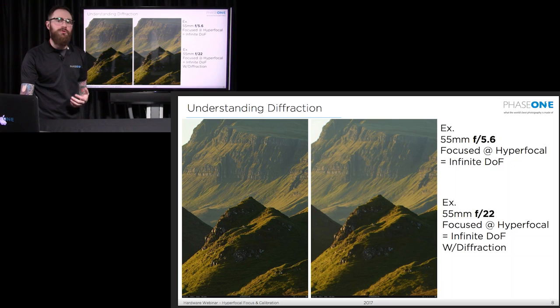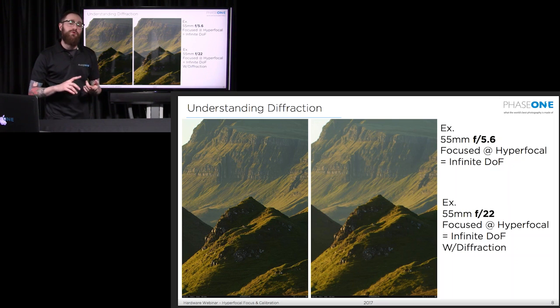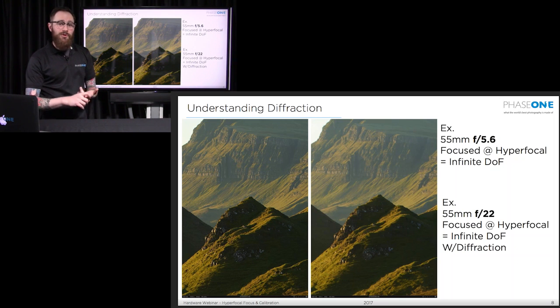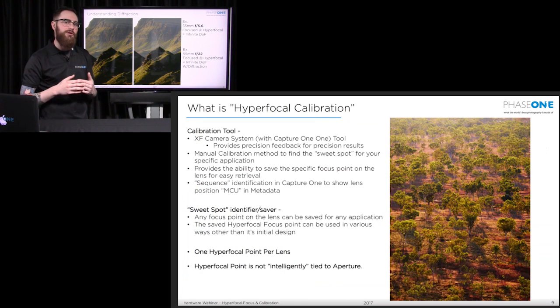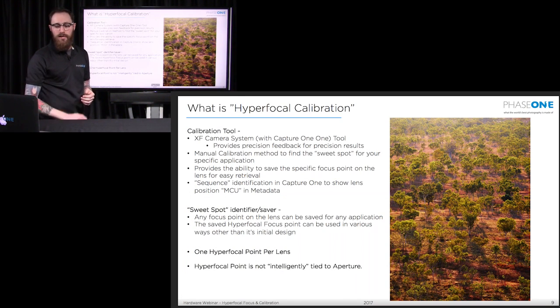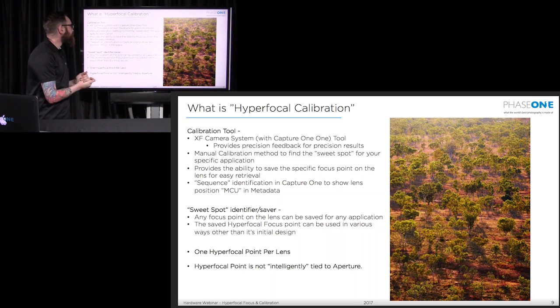So the balance when you're looking into hyperfocal focus is finding an aperture that's going to give you a lot of depth of field but not introduce diffraction. You have to find the balance between those two. I want as much depth of field as I can. I don't want to introduce diffraction. Where am I focusing in the scene? All of those things are going to come together to ensure that you're applying the right hyperfocal point to that specific lens on your XF camera system.